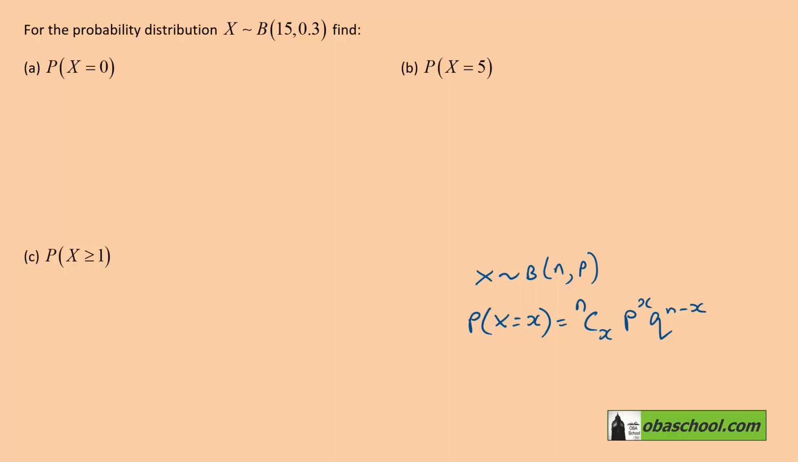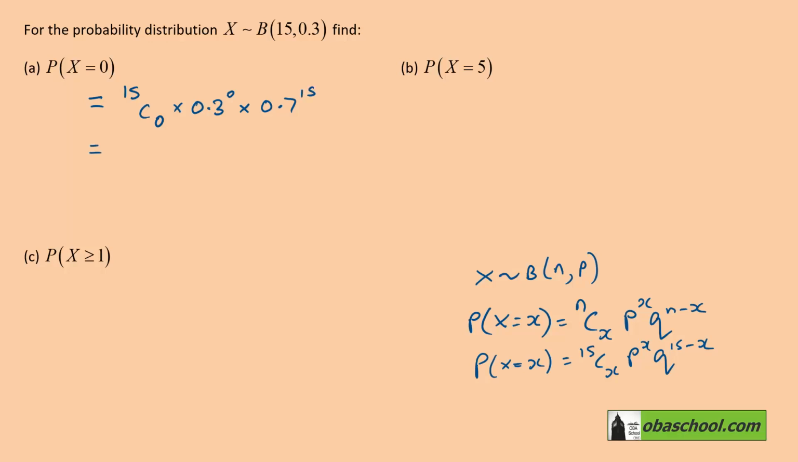the probability of failure. For our particular one, the probability that X is going to be 15Cx P to the x Q to the 15 minus x. So the probability of X being 0 is going to be 15C0 times 0.3 to the 0 times 0.7 to the power 15.